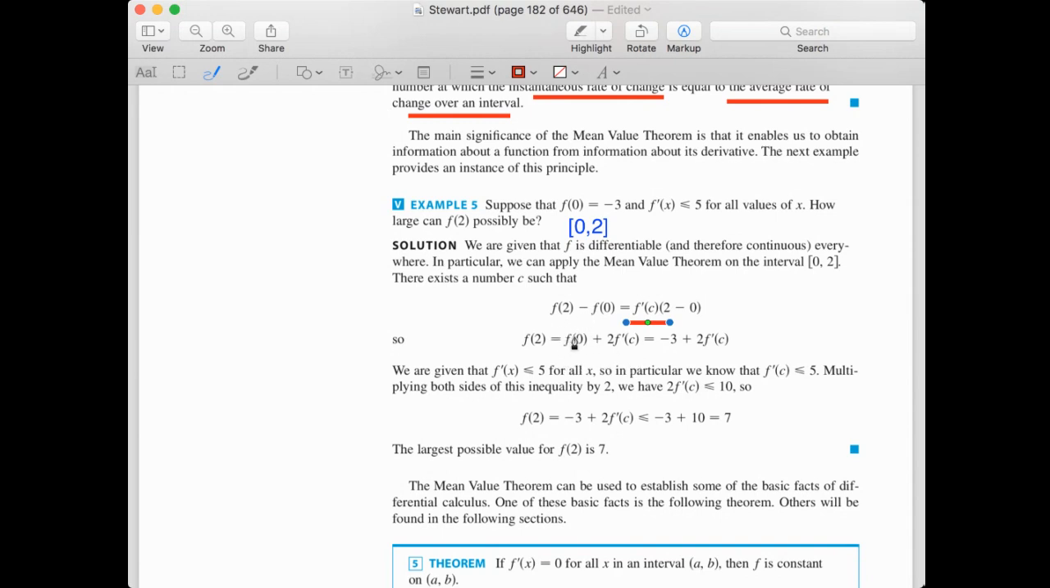So f of 2 minus f of 0 equals 2 times this derivative, so f of 2 is f of 0, which is -3, plus 2 times this. And this is constrained by 5. So we have -3 plus 2 times 5, and 2 times 5 is 10. So -3 plus 10 is 7. So f of 2 is at most 7. The largest possible value for f of 2 is 7.